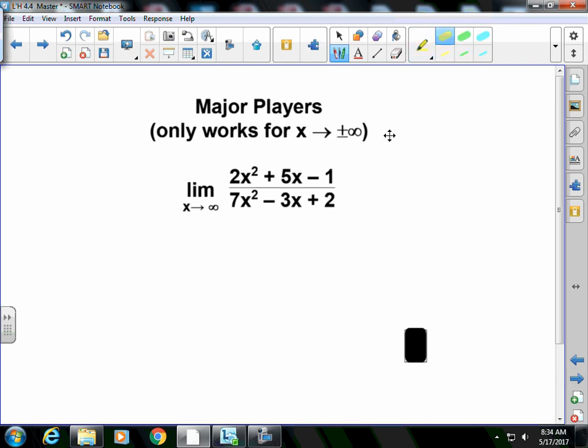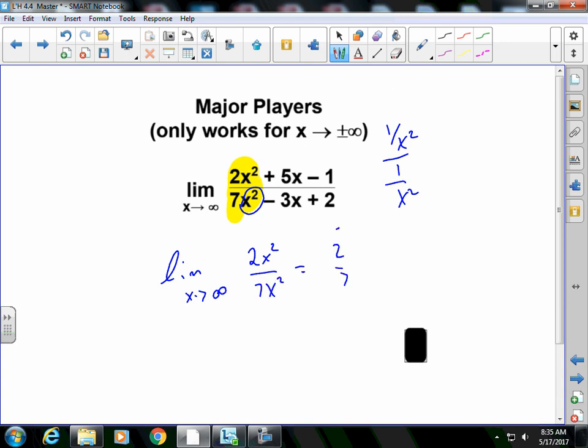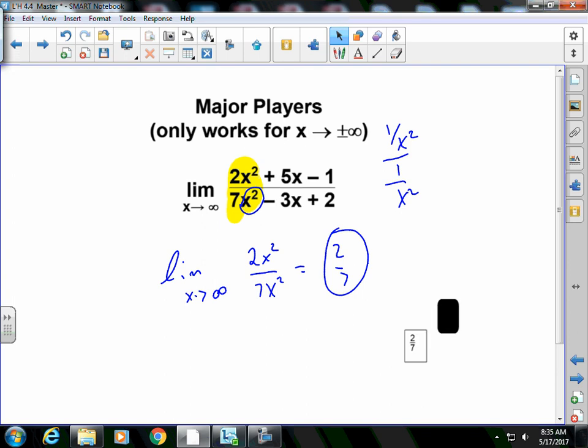As you can see in here, it says about the major players. The major players are the terms with the highest exponent. So in this case, it'd be 2x squared and 7x squared. In Calc 1, you would divide everything through by, in this case, 1 over x squared, or multiply everything by 1 over x squared, because you were looking at the largest exponent variable in the denominator. Well, in major players, we can avoid that whole idea because you'd still end up with the same thing. You'd end up looking at the limit as x approaches infinity of 2x squared over 7x squared. That reduces to 2/7, and we're claiming that the limit for this function is 2 over 7.